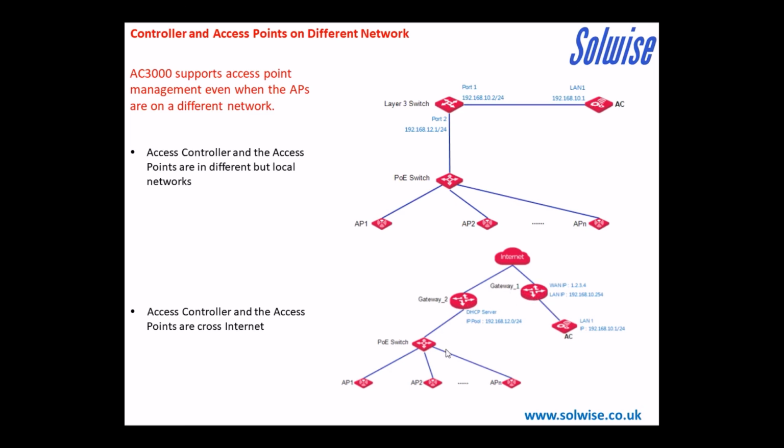Now, the only thing to bear in mind is if you were trying to use centralized forwarding mode for this, you might find it a real pain in the bum, because that would mean that all the client data would have to go back this way and through the internet to that. So in my opinion, you couldn't use centralized forwarding if you were using this sort of structure where the internet was the main link between the controller and the APs.